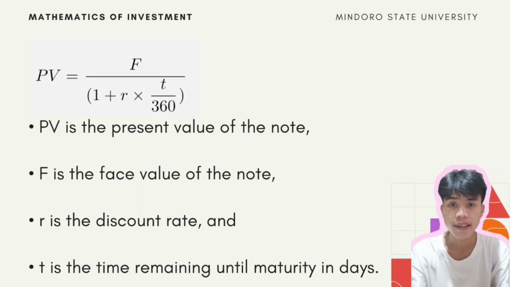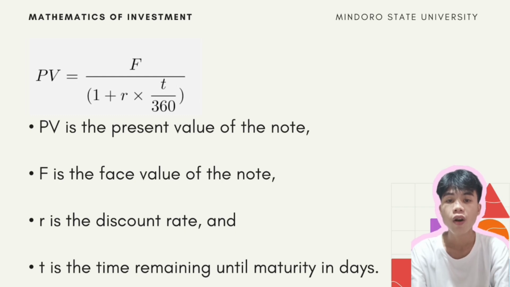To better understand it, the formula for discounting the note before maturity is PV is equal to F over the quantity of 1 plus R times T over 360, where PV is the present value of the note, F is the face value of the note, R is the discount rate, and T is the time remaining until maturity in days.